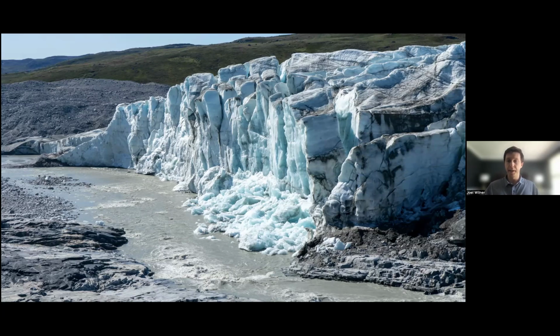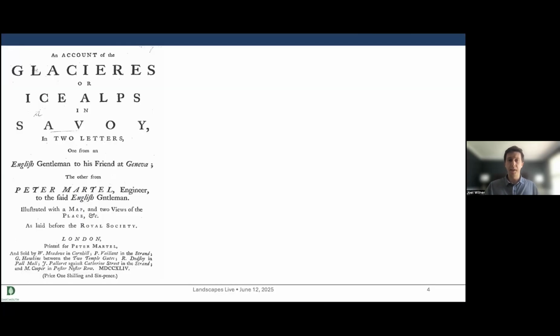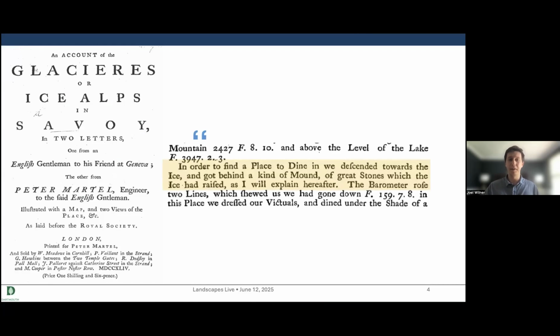You have glacial till abutting the glacier margin, bedrock that the river is ostensibly incising into, fluvially transported sediments, gently sculpted glacier foreland, and glacially transported moraine sediments. It's these sort of glacially transported sediments that someone like Peter Martel in this 1744 letter to a friend of his after a trip to the Swiss Alps would have described as, quote, a kind of mound of great stones which the ice has raised.